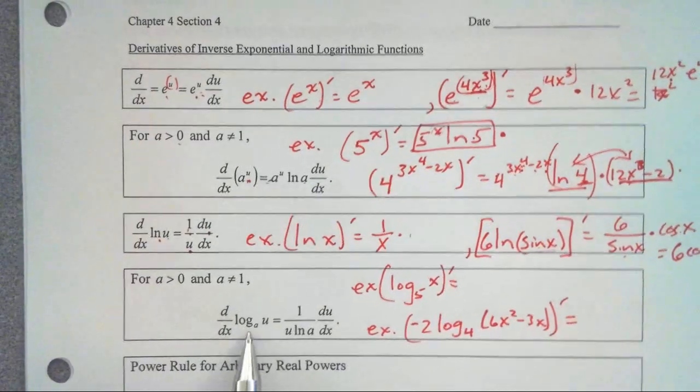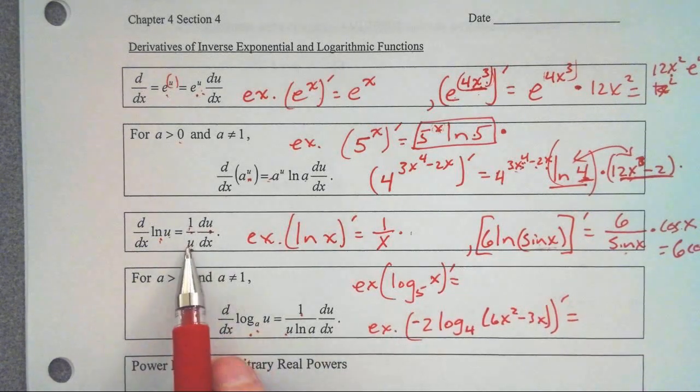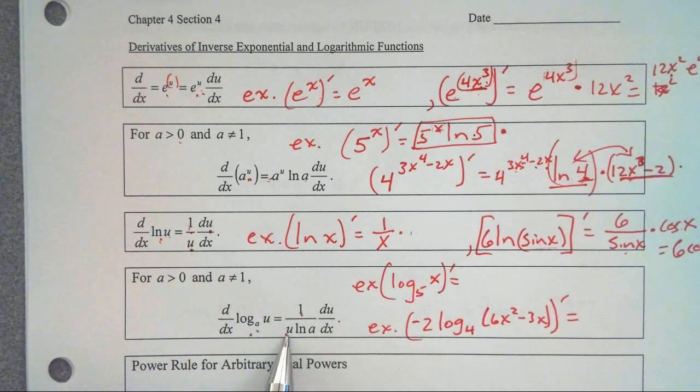Well, we would expect derivative of log of some other base other than e to be similar, and it is. It's still 1 on the function, just like this, 1 on u. It's still 1 on u, but we compensate for this not being e by multiplying by ln a in the denominator.